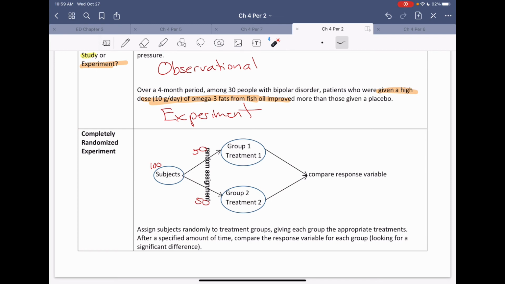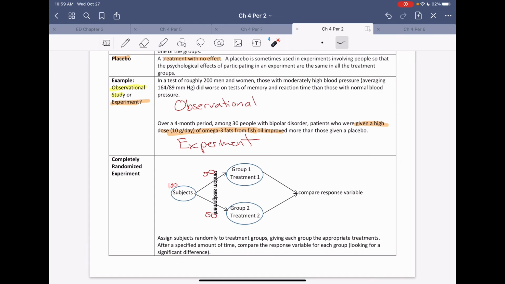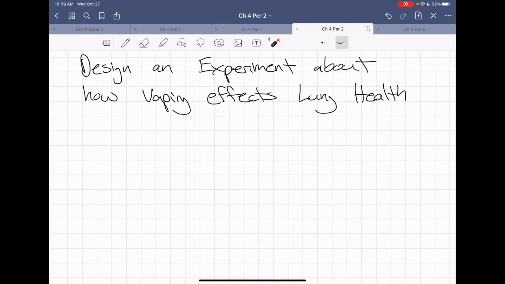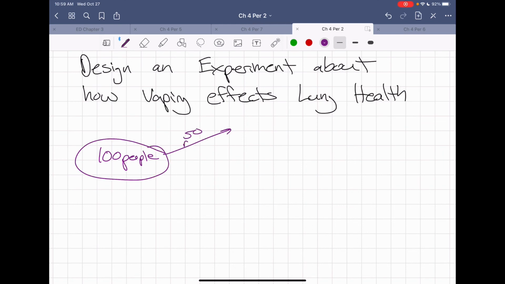So find the blank spot in your note packet. We are going to describe how to design an experiment about how vaping affects lung health. So how would we do that? Well, here's what we would do. We would take 100 people. Again, the numbers aren't as important. Bigger amounts is better results. I would take 50 of them randomly, and the other 50 randomly.